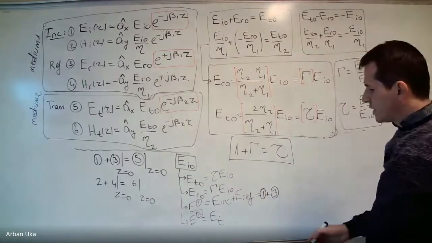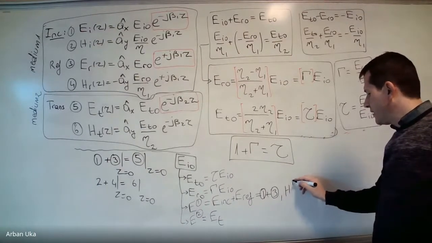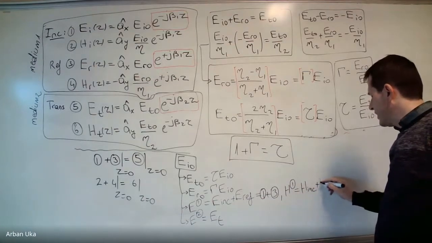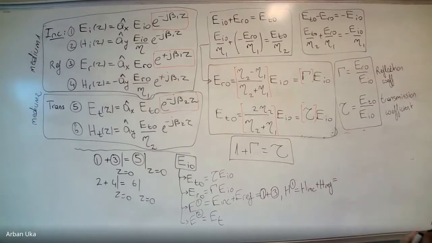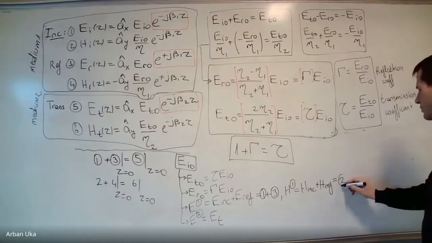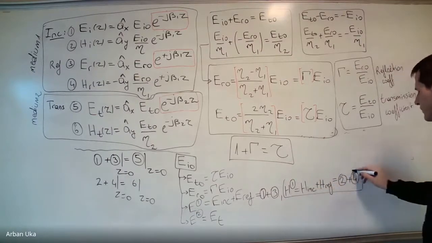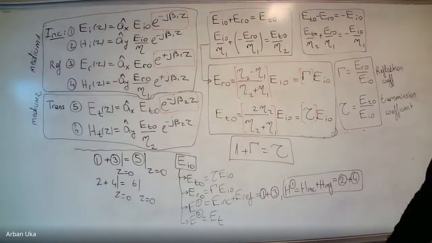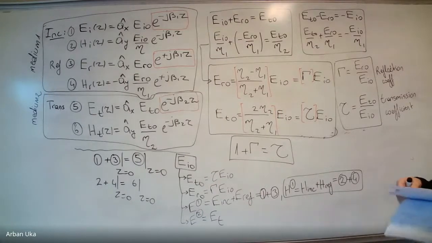In the same way, we can also find H1. H1 would be equal to H incident plus H reflected, which is equation 2 plus equation 4. So this is what we get for this case.